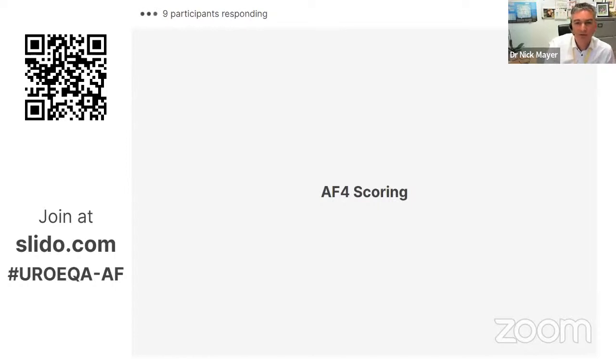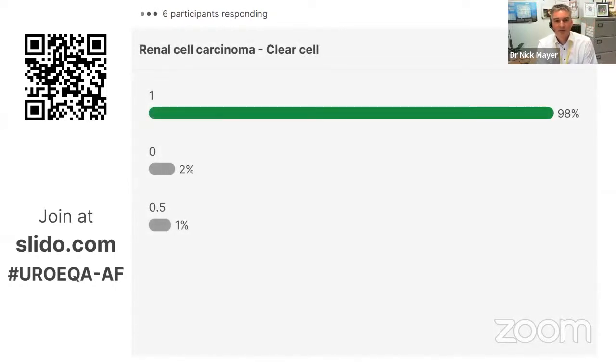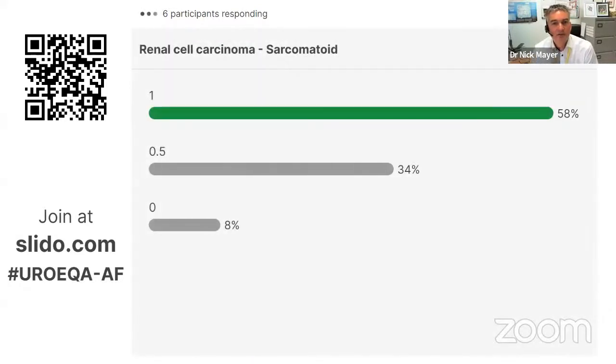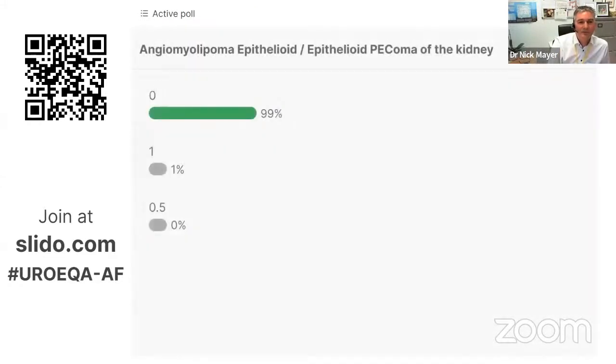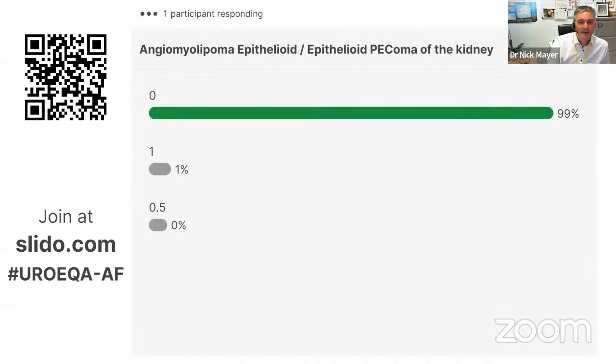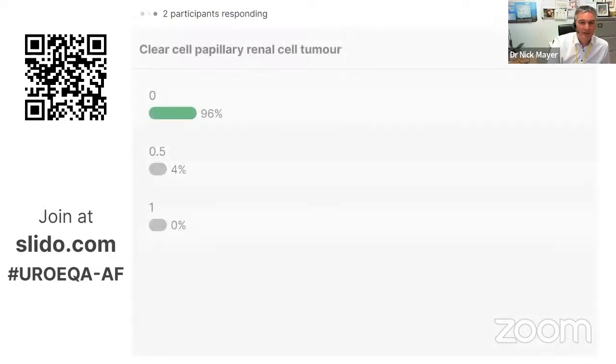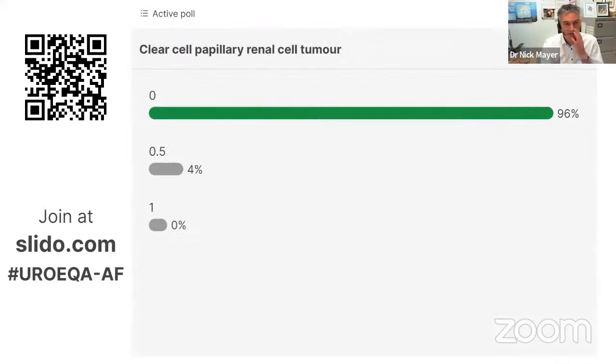On 25 there, so we'll get stuck in. So John, clear cell RCC is 1, sarcomatoid is 1, renal cell carcinoma NOS is 0.5, AML is 0, ELOC's 0, clear cell papillary is 0.